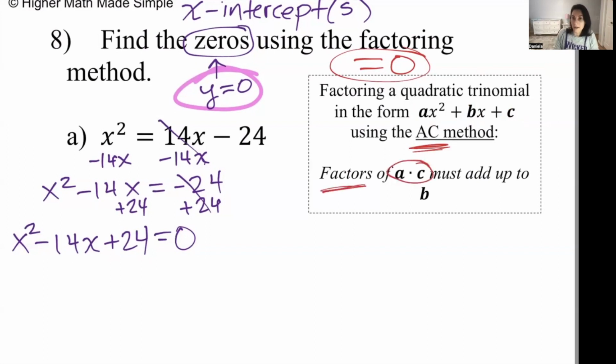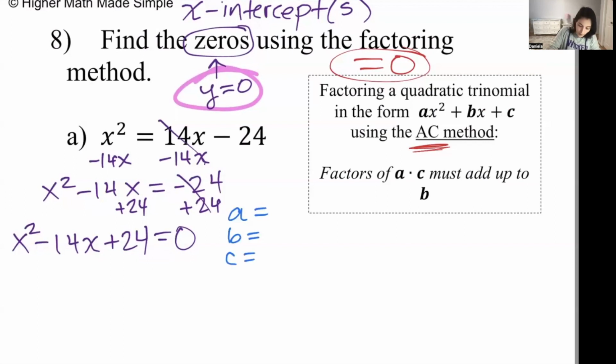You're then going to do a factor tree for that. And then how do we know which factors to choose? We're choosing the ones that add up to whatever the B value is. So I like to tell people whenever you're using the AC method, just identify what's A, what's B, and what's C, because that'll make your life a lot easier just for organization purposes.